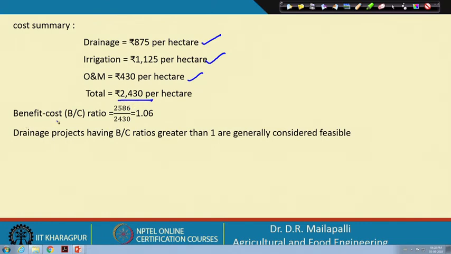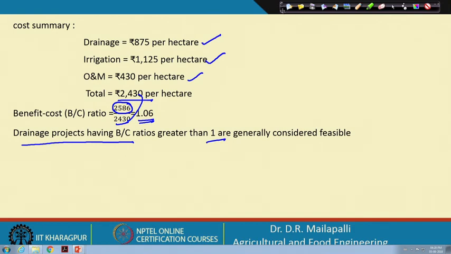So, benefit minus cost, or the benefit cost ratio. This is the benefit, 2586, the present value we calculated, and this is the cost, giving 1.06. So, the drainage project benefit cost ratio is more than 1, so it is considered as feasible.